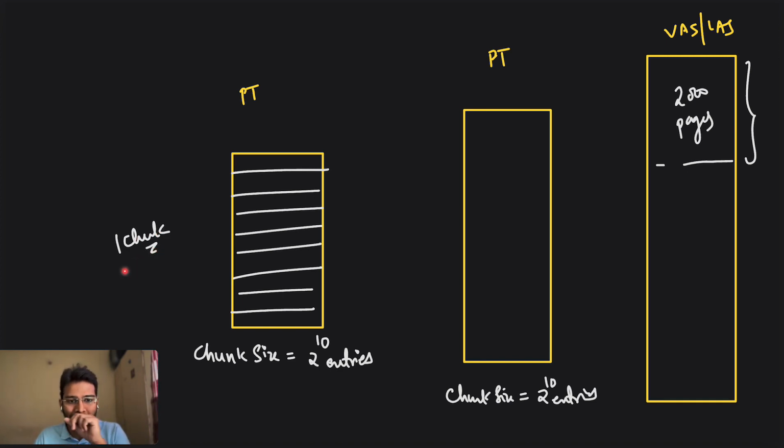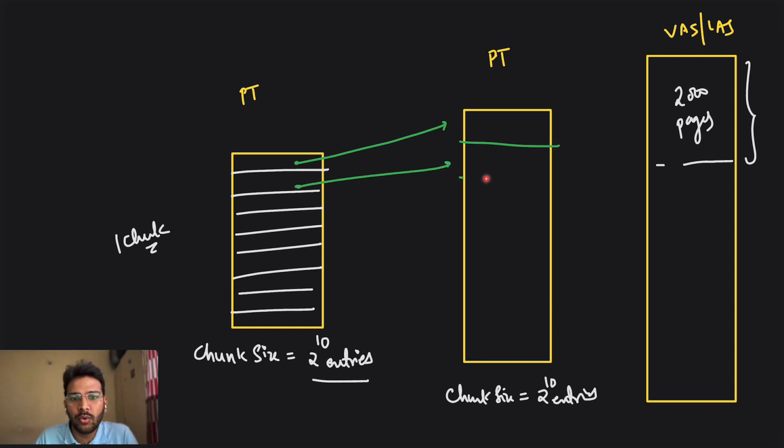Now I know that the chunk size here is 2 raised to the power 10 entries. So every entry is going to point to 1 chunk. So how many such chunks are possible? If 2 raised to the power 10 entries are there, then definitely maximum 2 raised to the power 10 chunks will be there. Yes or no?